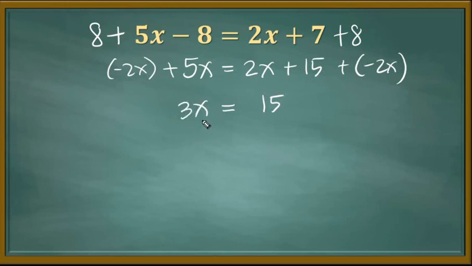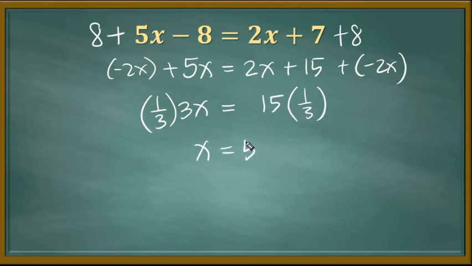Finally, to isolate the variable x, we need to eliminate the multiplier 3. To do that, we multiply both sides of the equation by the multiplicative inverse of 3, which in this case is 1/3. So we multiply both sides of the equation by 1/3. So the left side becomes just x, and the right side is 15 times 1/3, or in other words, 15 divided by 3 is 5.